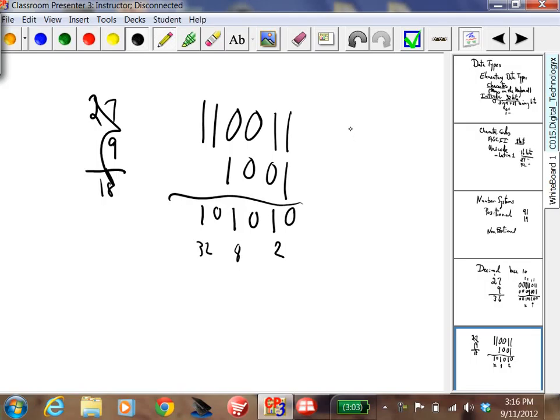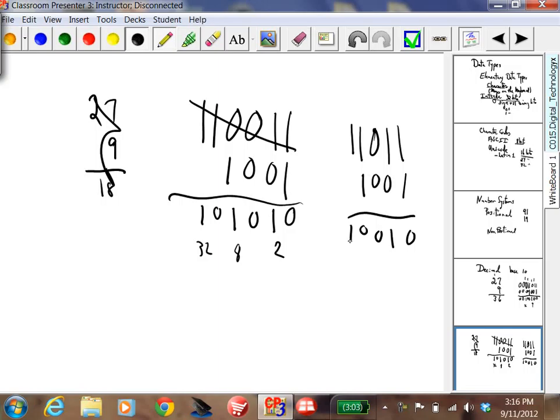It should be 1, 1, 0, 1, 1. That's 27, okay. 1, 0, 0, 1. This is 9. So this is 1, 2, 4, 8, and 16. 8 and 16, 24. That's not 27. Now subtract. 1 minus 1 is 0. 1 minus 0 is 1. 0, yeah, 0, 1. Okay. So 1, 2, 4, 8, 16. That gives me 18. Okay.